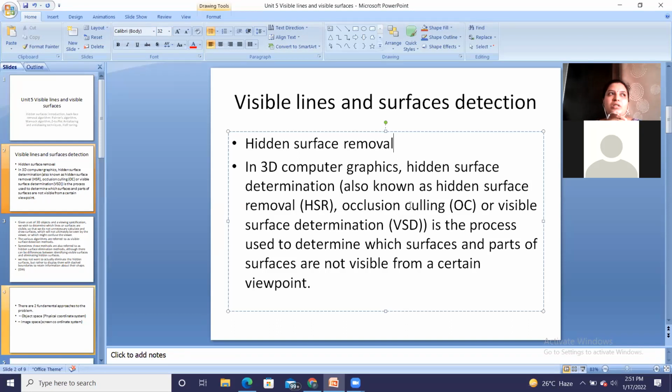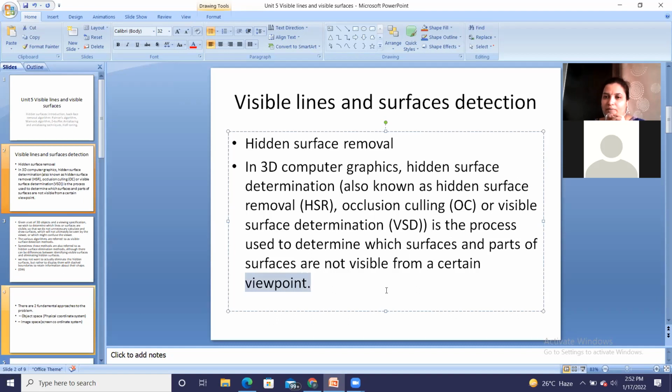Occlusion means one object is occluding another, means it is present in front of the other object. So they are overlapping in nature. So occlusion culling is also called overlapping removal or visible surface determination. So this visible surface detection is also called hidden surface removal, HSR, or hidden surface determination, HSD, or OC, that is occlusion culling. This process is used to determine which surfaces and parts of the surfaces are not visible from a certain viewpoint.